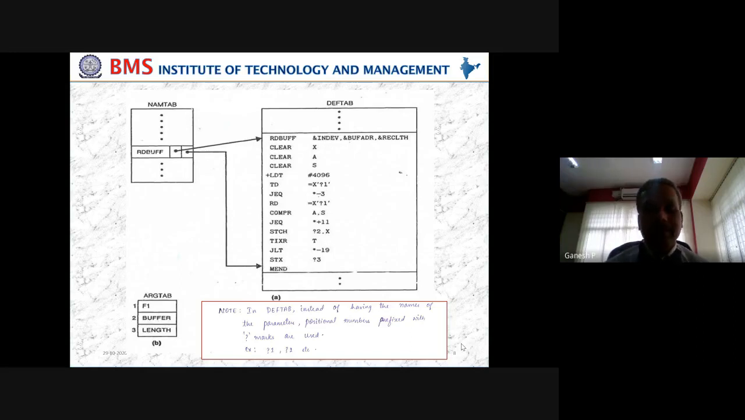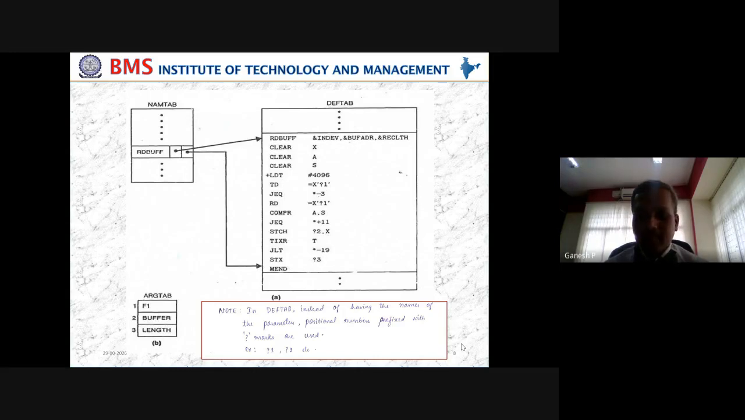And if you look at the left hand side of the definition table, we have a name table which has the name of the macro followed by 2 pointers. The first pointer, if you observe here, is pointing to the beginning of the macro, and the second pointer is pointing to the end of the macro. The body of the macro is what we require while expanding. That is the reason why these 2 pointers will get exactly the body that is required for us.